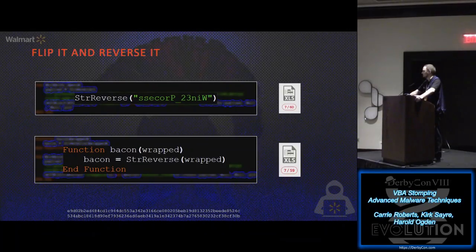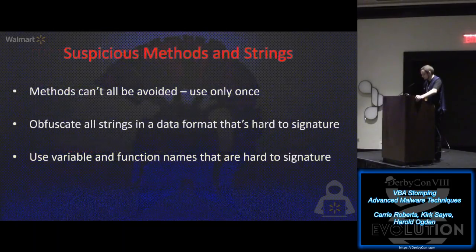So now you can't see those in their plain form. If you're going to build a larger payload, you don't want to keep calling string reverse over and over. So we will often stub that out to a function, and then you'll just call whatever function you move that to over and over so that string reverse won't show up like 50 times in your document. So you can't always avoid using a method, but if you have to use a method, only use it once, stub it out like we looked at before. Obfuscate all the strings in the data that you can so that it'll make your payload hard to signature, and use variable and function names that are hard to signature as well.